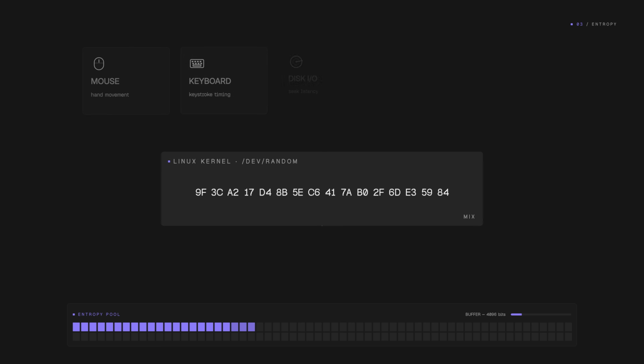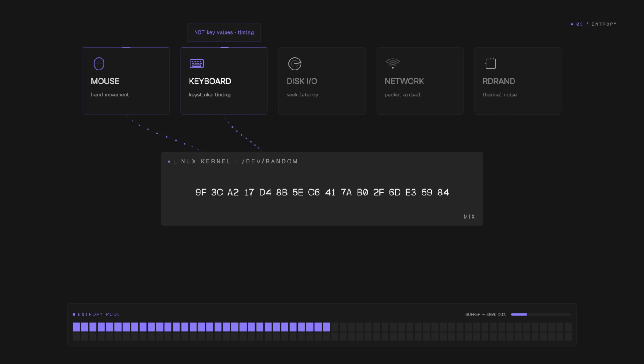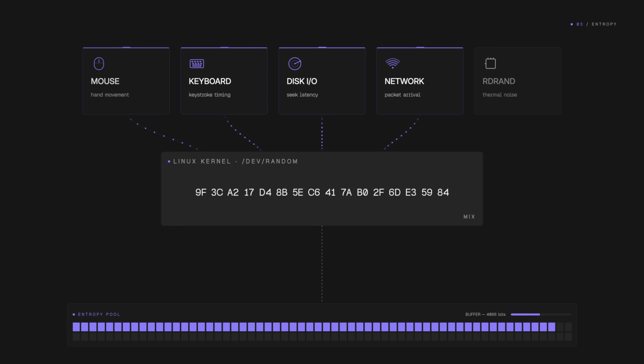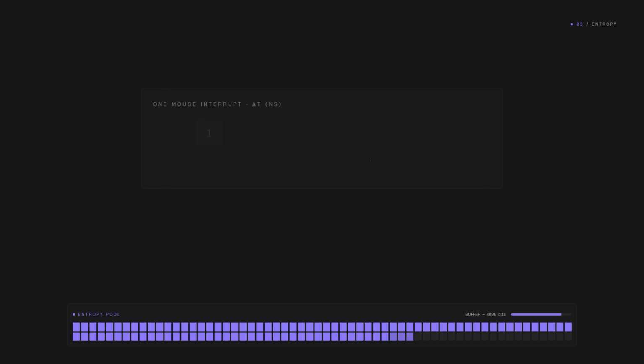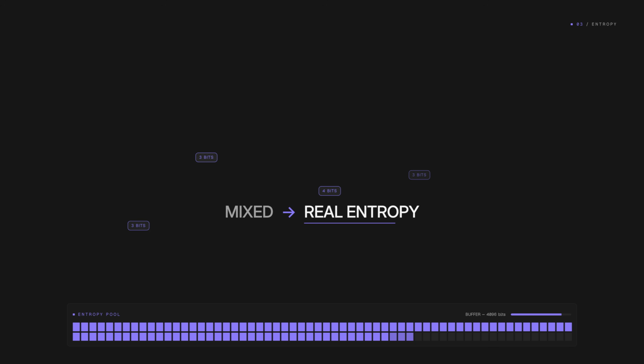And mouse movements are just one source. The kernel gathers bits from everywhere it can. Keyboard input, not what keys you press, but the exact timing between keystrokes. Disk I/O, how long it took the hard drive head to seek to a given sector. Network interrupts, the arrival time of incoming packets. And on modern hardware, dedicated CPU instructions like RDRAND and RDSEED on Intel chips, which sample thermal noise from a tiny on-chip circuit specifically designed to be unpredictable. Each of these sources produces bits that are only weakly random on their own. A mouse interrupt might yield only 3 or 4 truly unpredictable bits, but if you mix enough of them together, you accumulate real entropy.